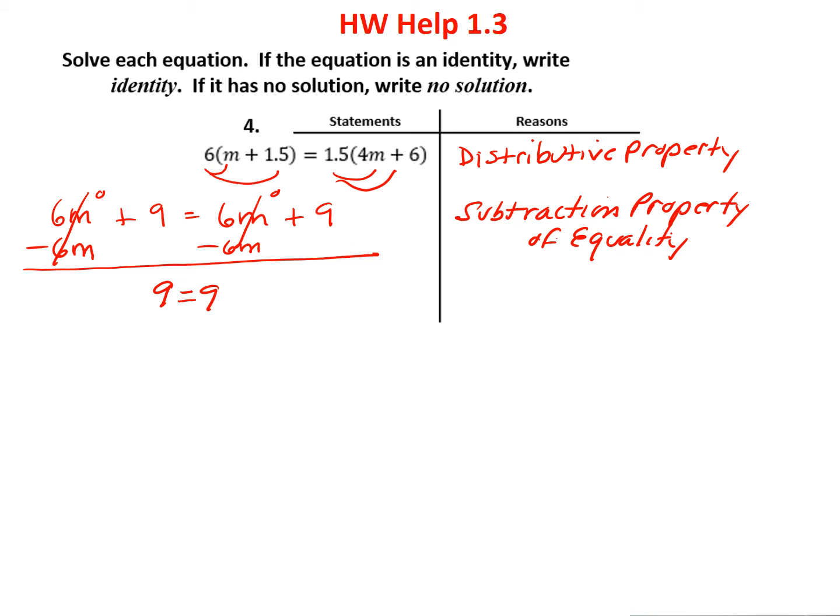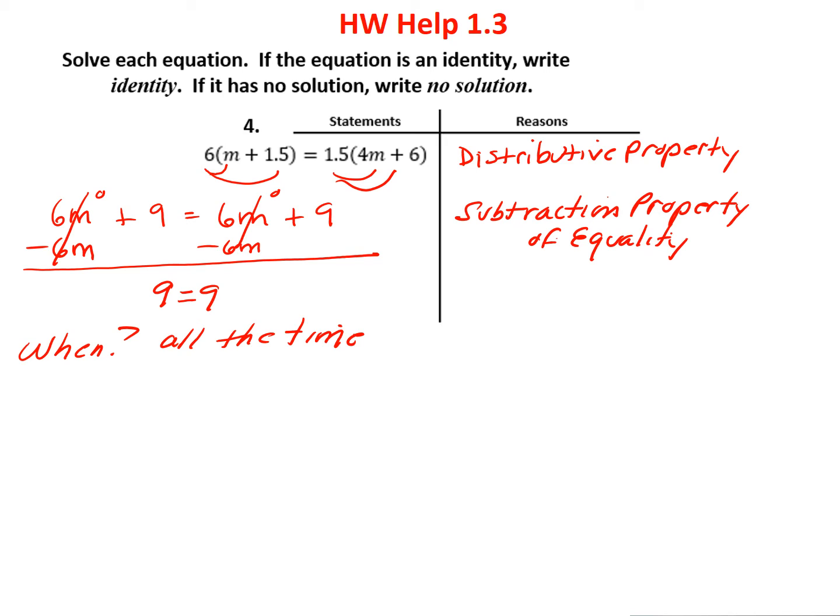Now here's the question I ask. All the variables are gone. When does 9 equal 9? When? All the time. What we're really saying in this equation, because the variables were eliminated, is it doesn't matter what you put in for m, you're always going to get a true statement, 9 equals 9. If you put in m equals 0, you'll get 9 equals 9. If you put in m equals 1, 9 equals 9.